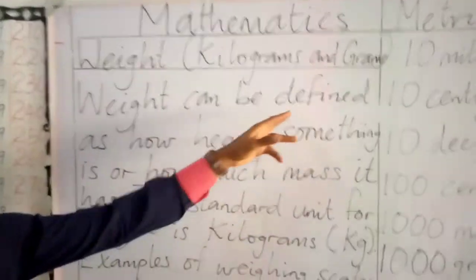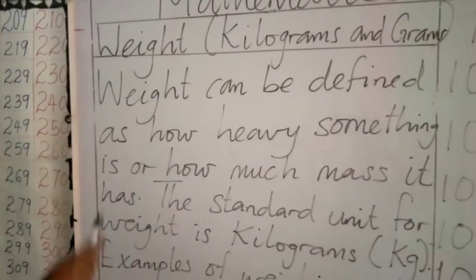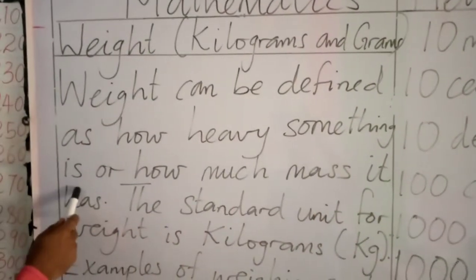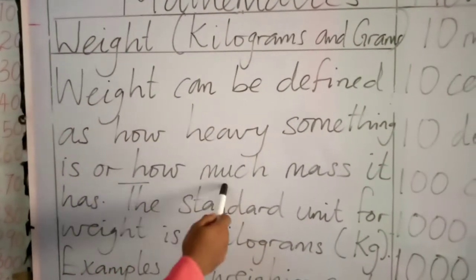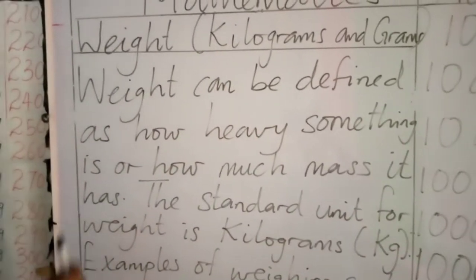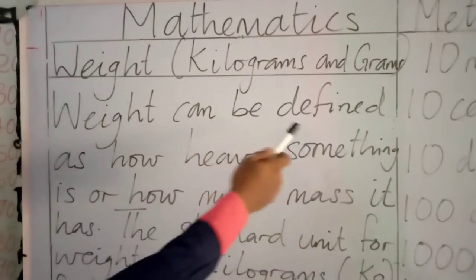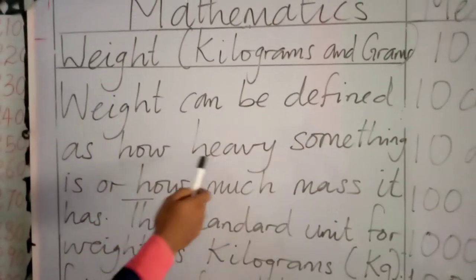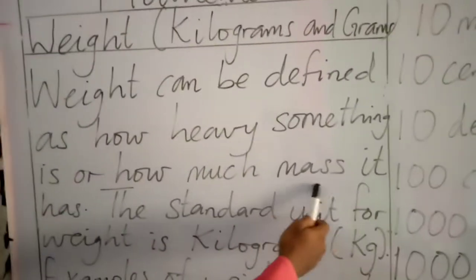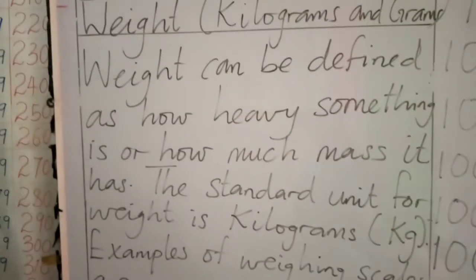Weight can be defined as how heavy something is or how much mass it has. I'll take it again. Weight can be defined as how heavy something is or how much mass it has.